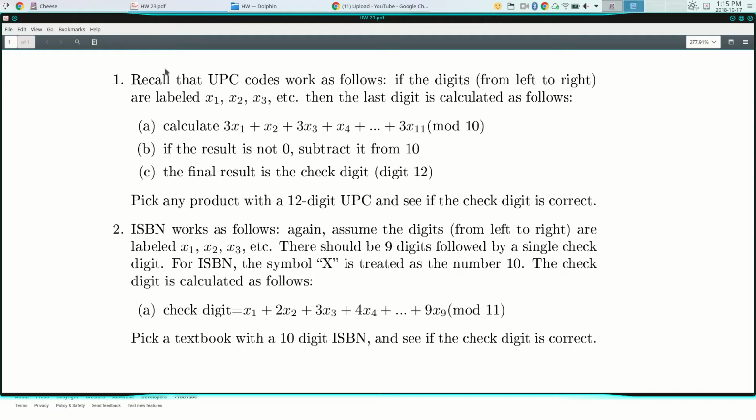So at the end, if the result is not 0, subtract it from 10. Maybe you do mod 56, so that would be negative 46. Well, 56 is 6 mod 10, right? So you're always reducing mod 10. 6. Okay, so then 10 minus 6 is 4. There's your check digit. Perfect.